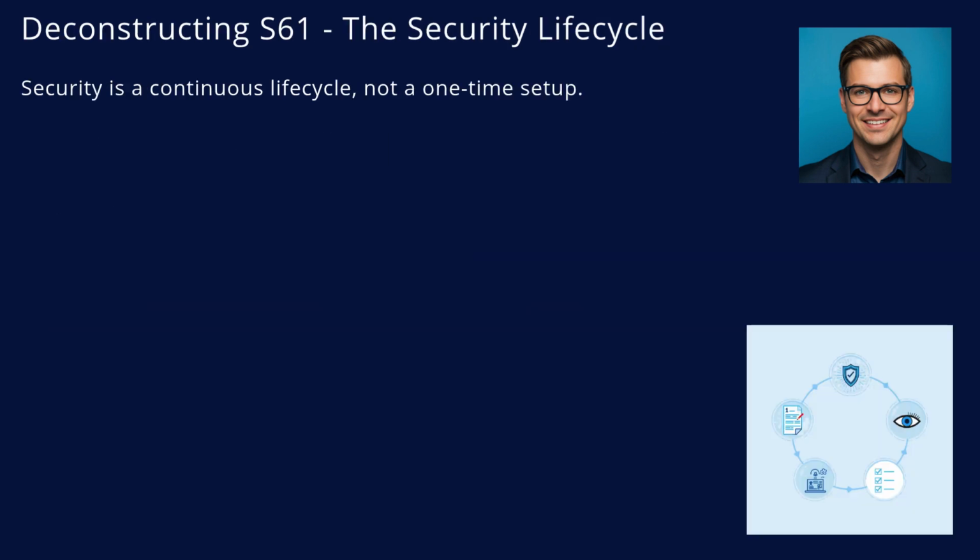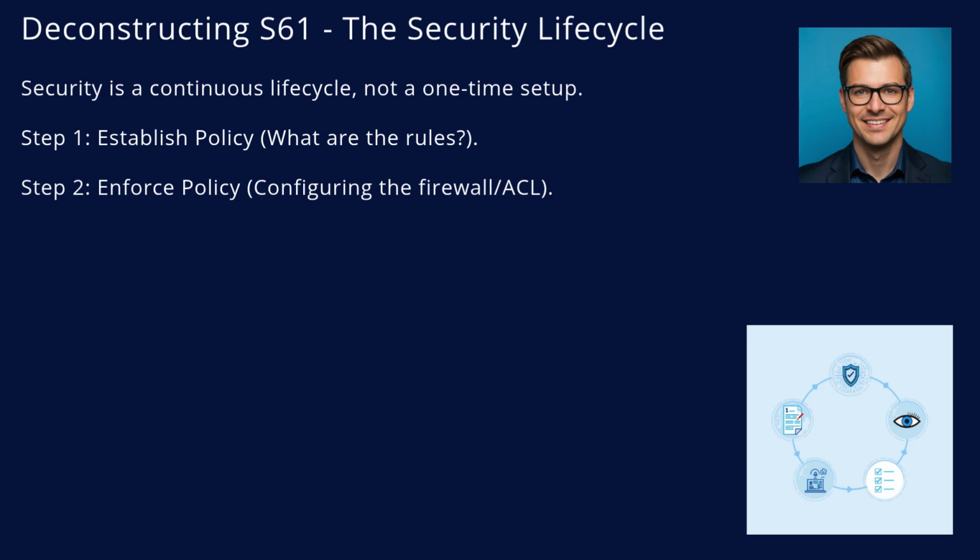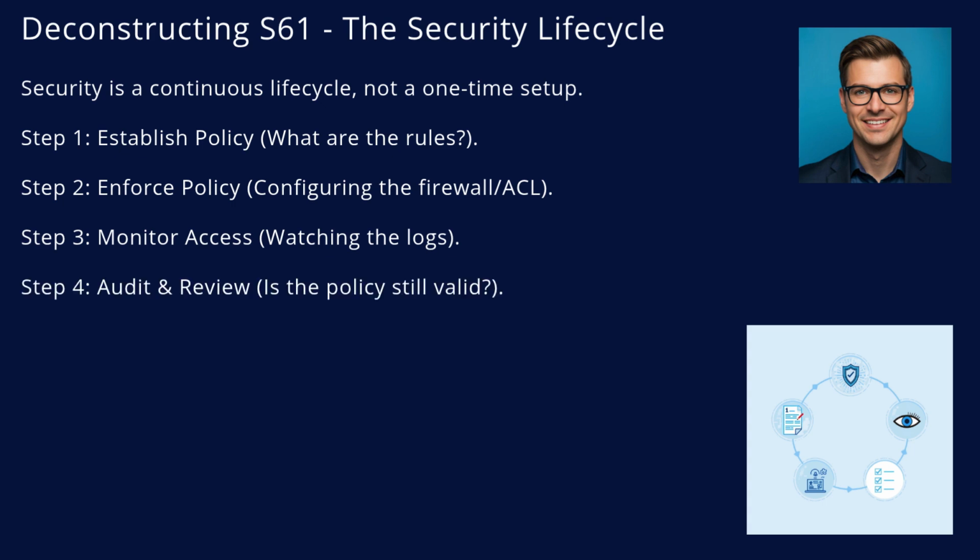Let's use my scaffold and ascend method to break this down. Security follows a life cycle. First, establish policy. You need to define the rules. Who is allowed to access the HR server? Can guests watch Netflix? Second, enforce policy. You take those written rules and turn them into technical configurations on your firewalls and routers. Third, monitor access. You watch the logs. Is someone trying to break in? Did a rule block legitimate traffic? Fourth, audit and review. Businesses change. A rule you wrote last year might be a security hole today. You must regularly review your policies.